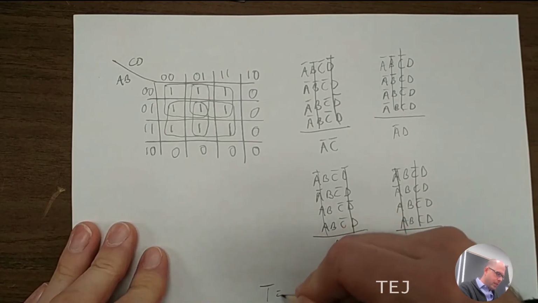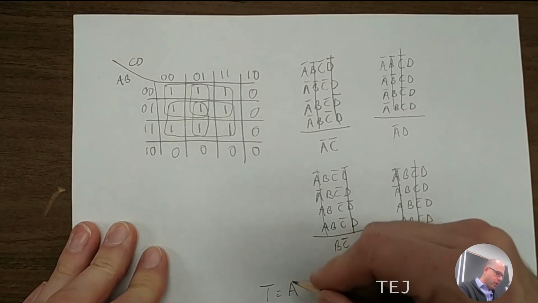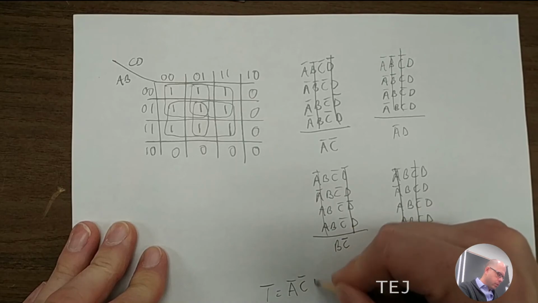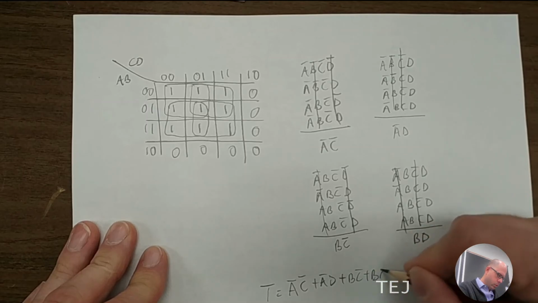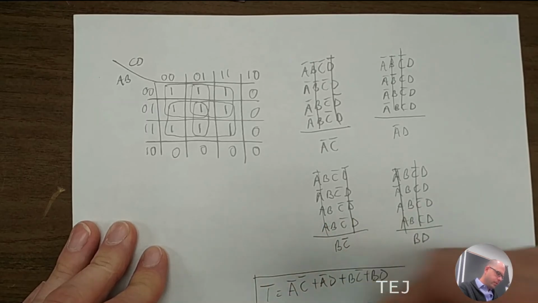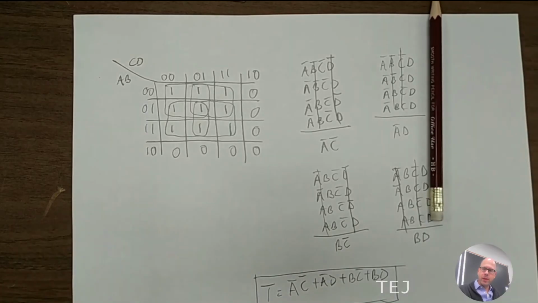So we're just going to say T equals, and I'll try to write it in alphabetical order here. So there's your final T. And that's the end of this short video. That's 4-variable Karnaugh maps.